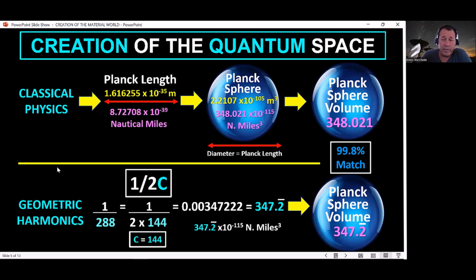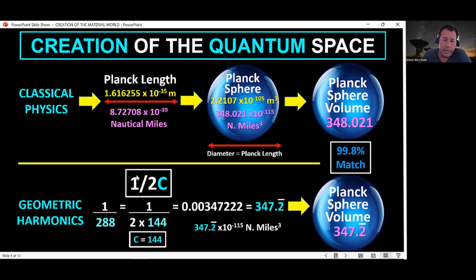Now, there's an equivalent, as I said earlier, in terms of geometric harmonics. So we can obtain the same Planck sphere by using this equation here, 1 over 2 times the speed of light harmonic, where C is equivalent to 144. So we obtain an equivalent Planck sphere volume of 347.2, which matches nicely the value we obtain using classical physics. So the match is at 99.8%.